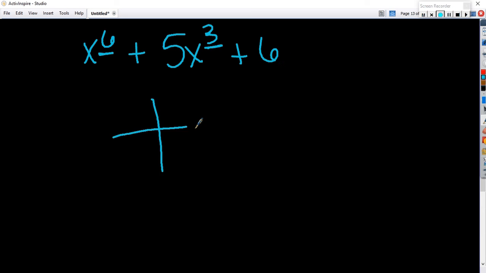What are my signs going to look like? No, like these signs. Positive, positive, right? So I don't have to keep up with signs.